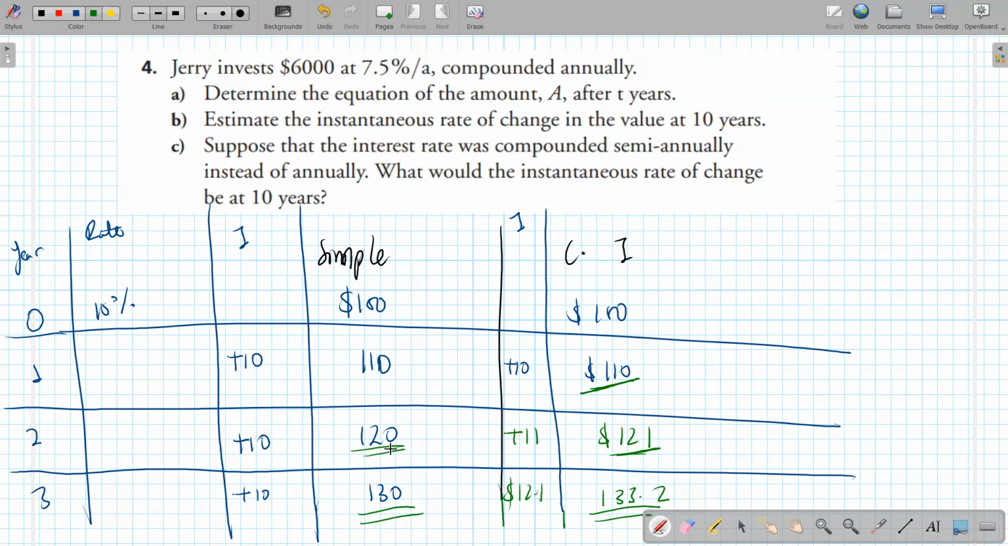For the first year, they're both going to be the same. But if it says compounded annually, you're looking at a curve like this. If you're looking at simple interest, then that will straight up only be a linear line.